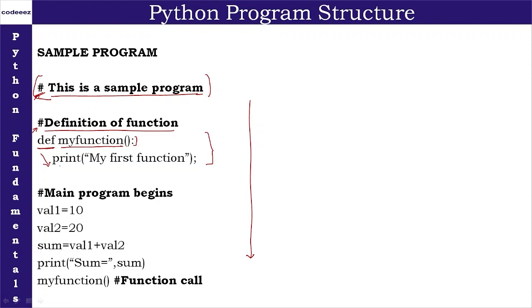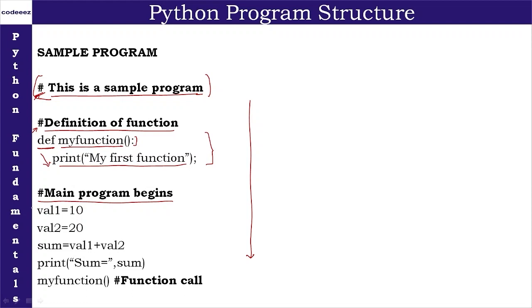Here only a single line of code is written: a print statement is given, and a message "my first function" is printed. How to make use of functions, we will be studying more in depth in another module. And now the main program begins. Again, I have inserted a comment, "main program begins", to make you understand that this is the line from where the main program is started.